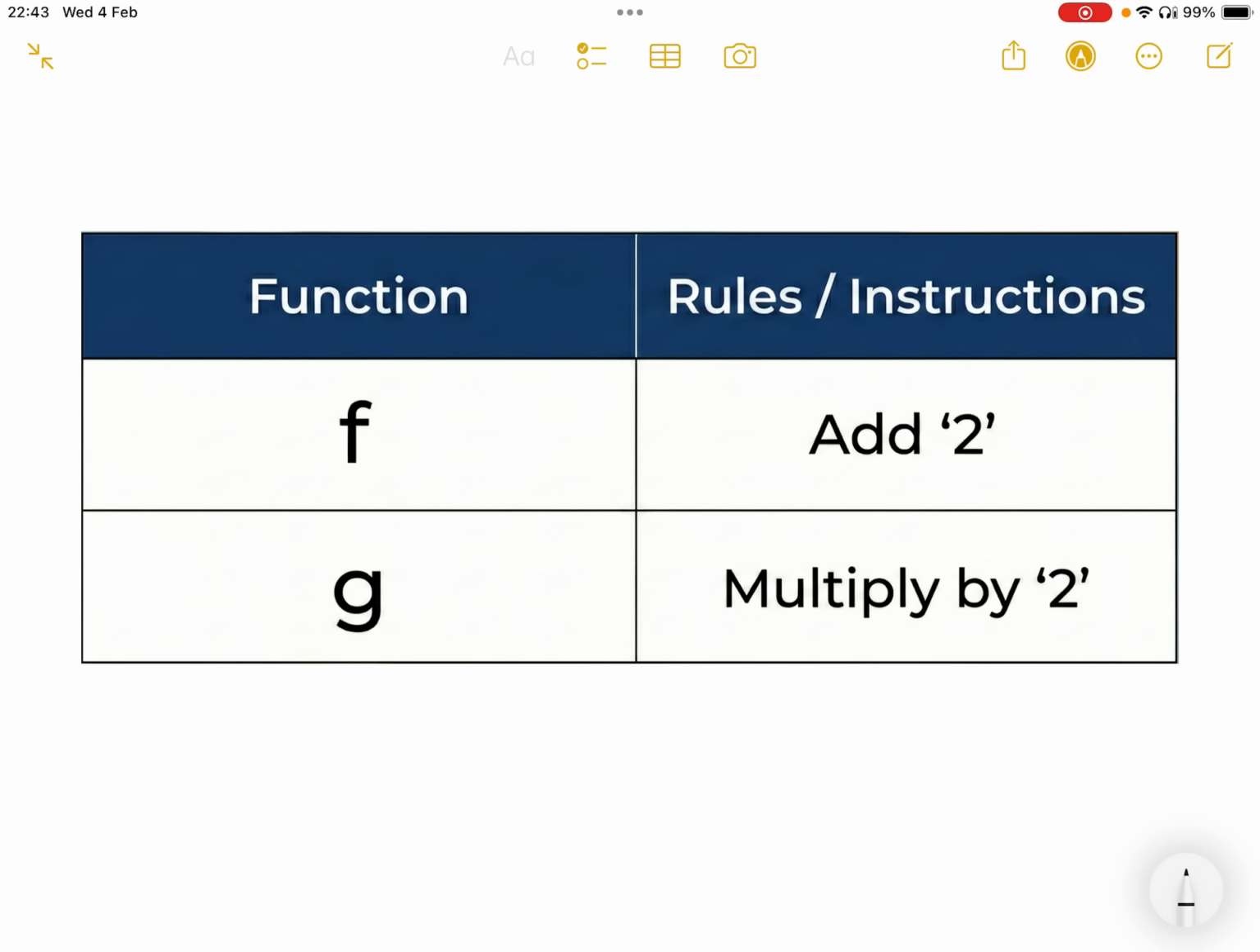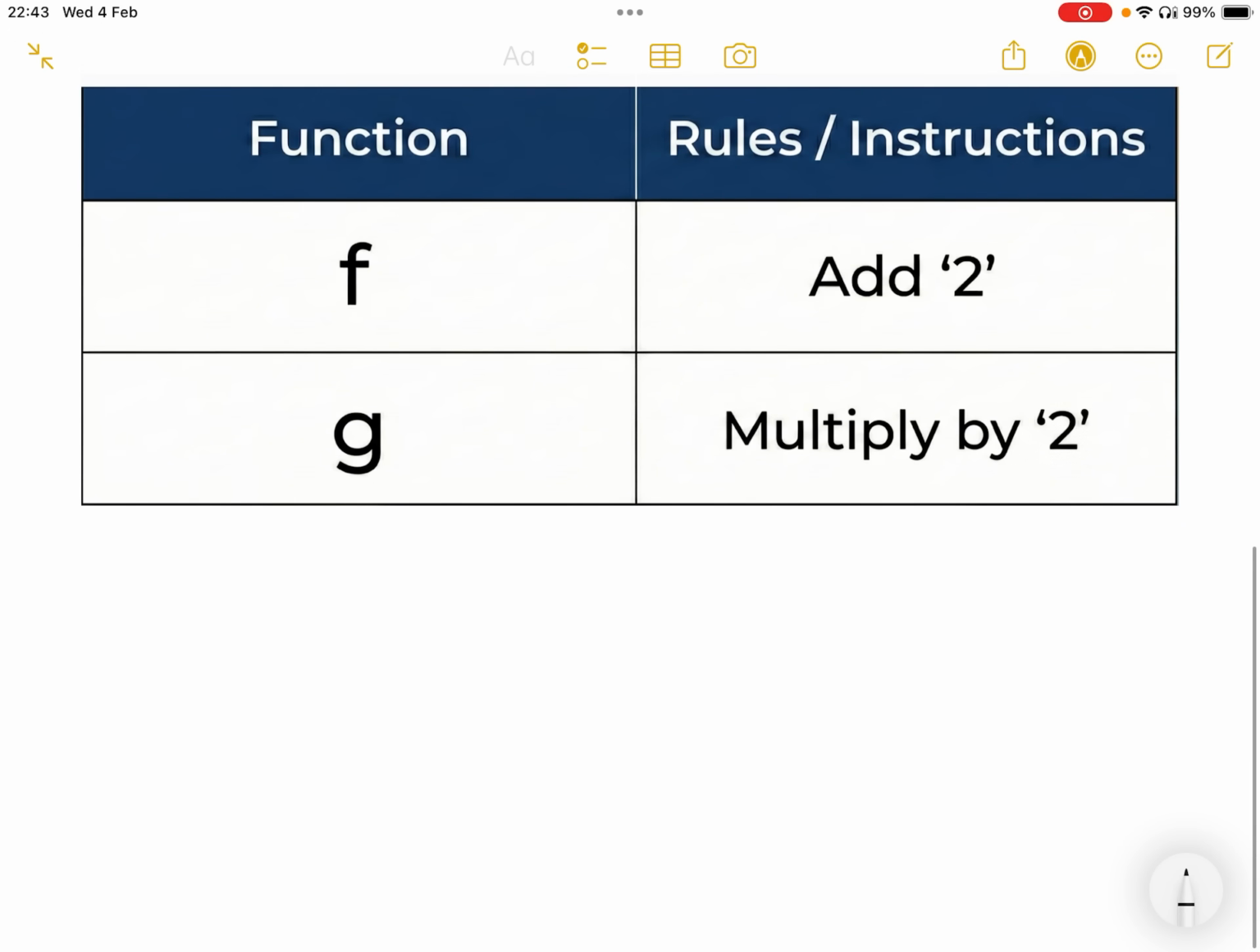You have two functions, one is f and another is g, and f has the instruction to add 2 and g has the instruction to multiply by 2. Now naturally you will be searching for your favorite, where is f of x and where is g of x. Am I right? But I am writing only f and g and call them a function. What do I mean by f and g, and what do I mean by f of x and g of x? What is the main difference?